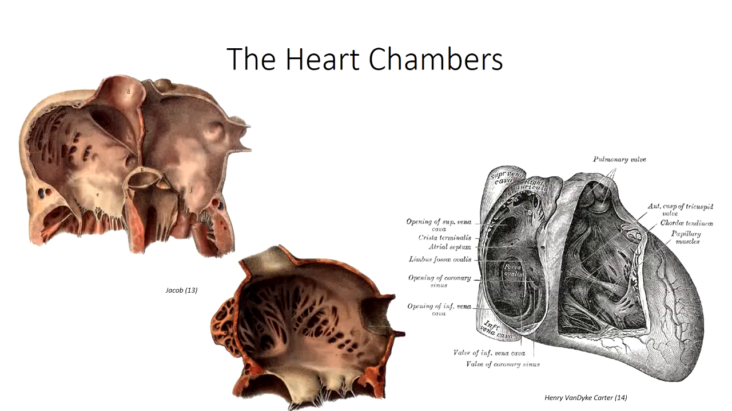It also marks the location of the sinoatrial node near the atrial septum, which will be discussed later with the conduction system of the heart. One final structure to identify, the fossa ovalis. This is the thinnest point within the interatrial septum, and as the name implies, it's roughly oval in appearance.